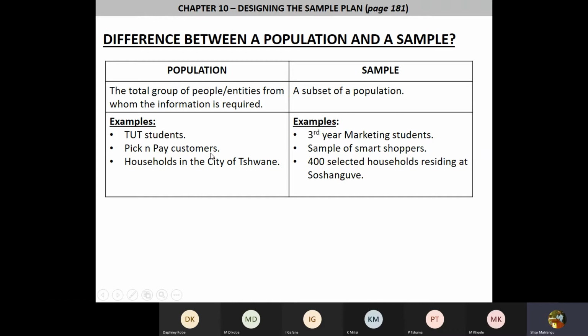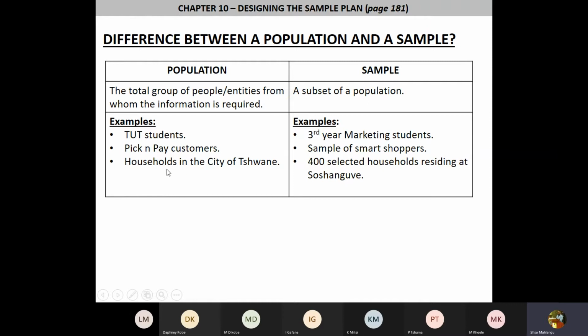In the case of Pick and Pay, because we require information from Pick and Pay customers, if we decide to interview only smart shoppers, for example, we send them a link or an email, and then they complete a survey, that will be our sample. We interviewed smart shoppers, and our group where we need information from is everyone who shops at Pick and Pay.